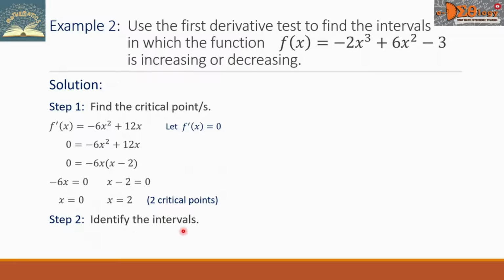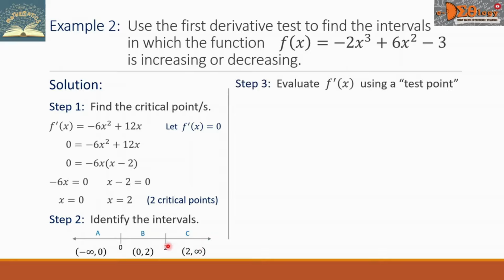Identify the intervals. Let's draw a number line and we assume the position of the two critical points. Make sure that the lower number is on the left side and the bigger number is on the right. Now observe that the number line is divided into three intervals, namely A, B, and C. Let us now write the interval notation for the intervals. For interval A, that is from negative infinity to 0. Interval B from 0 to 2. Interval C from 2 to positive infinity.